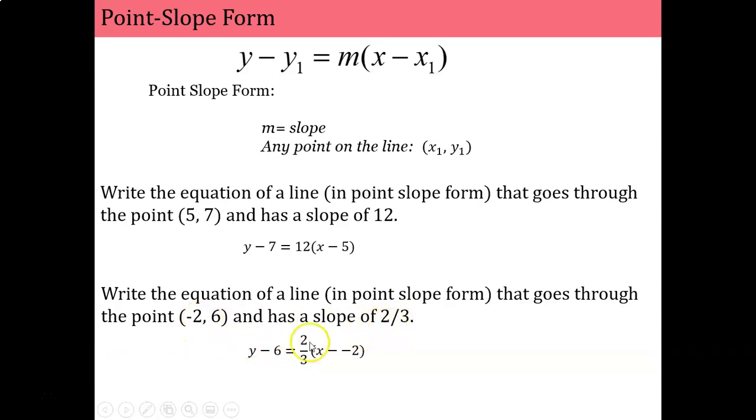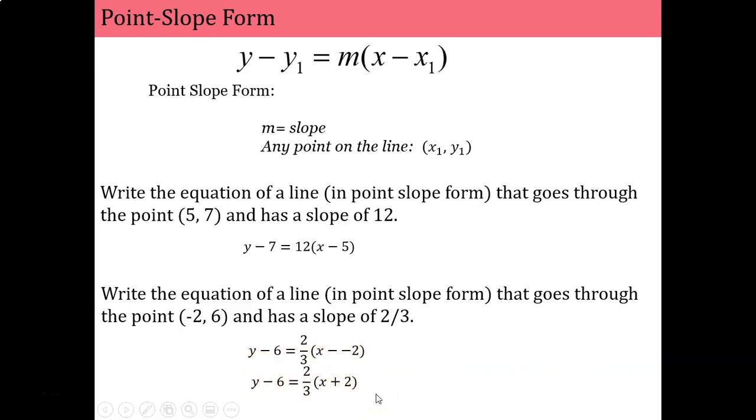So again, 2/3 got plugged in right here for m because that's the slope. And then the y coordinate of this point got plugged in for y1. And then the x coordinate of this point, which is -2, got plugged in for x1. So again, you do need this minus negative, right? Whatever you have for the x coordinate gets plugged in here. So because our x coordinate is negative, we plugged in -2. So yes, we do end up with minus -2, which flips it to +2, right? Minus a negative becomes a positive. So this would be my final answer.